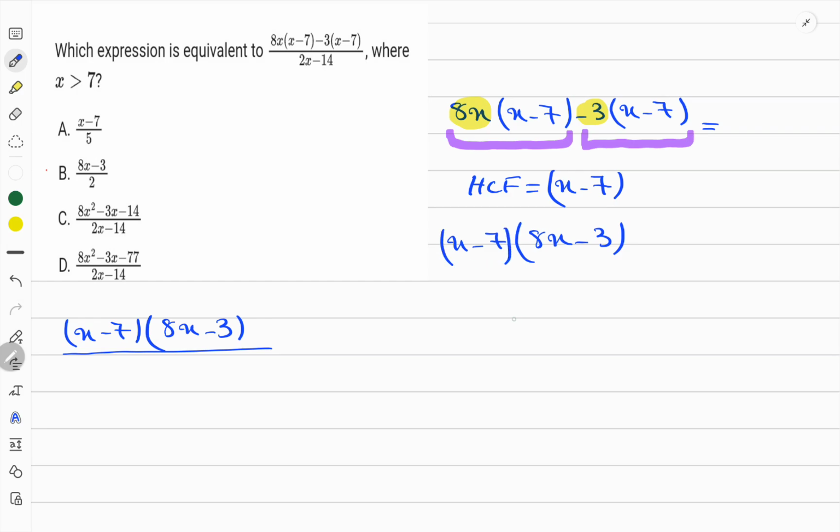Okay, and how about the denominator? 2x minus 14. This is a binomial. The highest common factor between 2x and 14 is 2. So factor out 2. The leftover of 2x is x, the leftover of 14 is negative 7. So rewrite the denominator as 2 times (x minus 7). So far so good. You can see that the highest common factor between numerator and denominator is x minus 7.